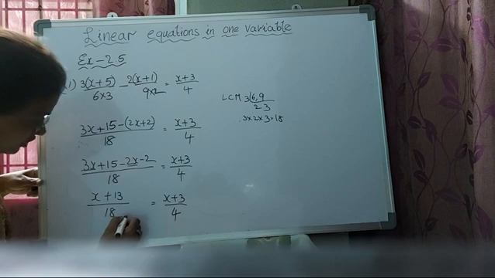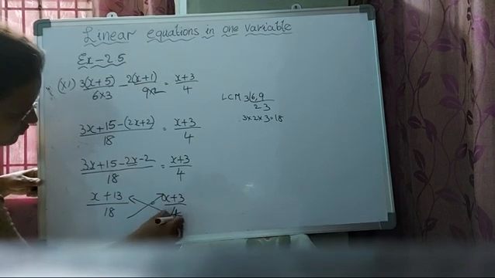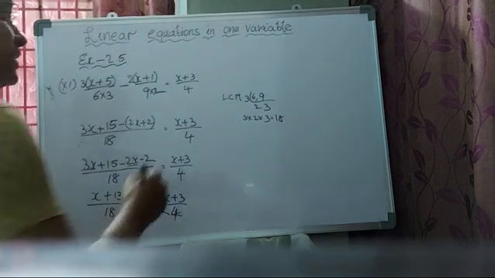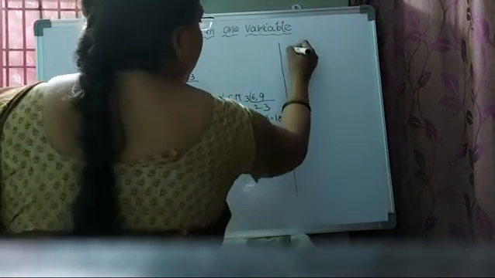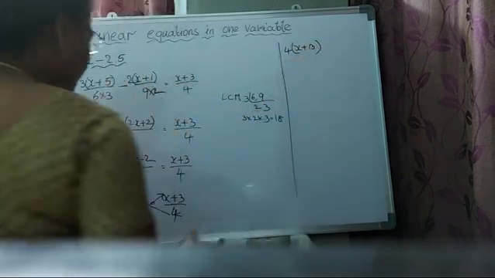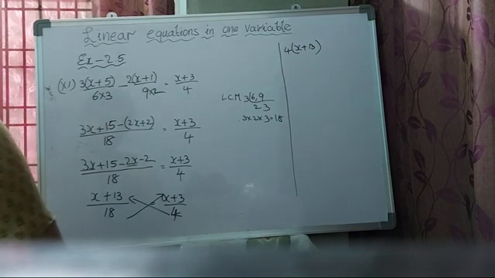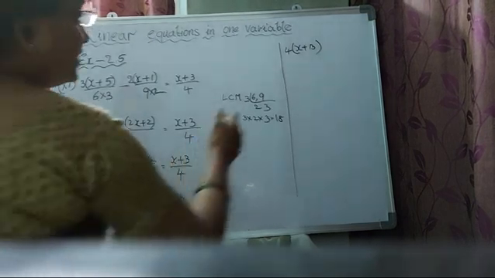Now you cross multiply. See, cross multiply. With 4 you multiply x plus 13. With 18 you multiply x plus 3, sorry.